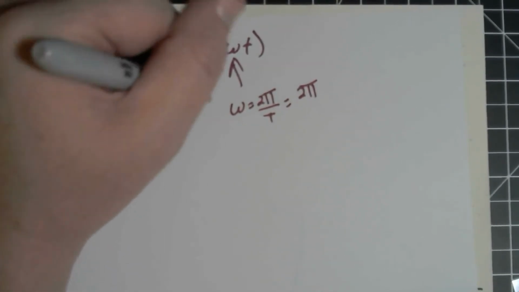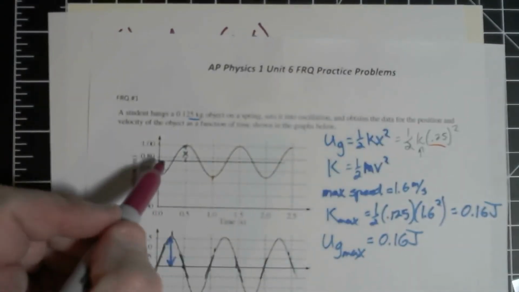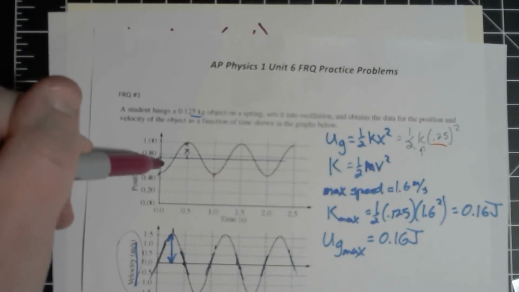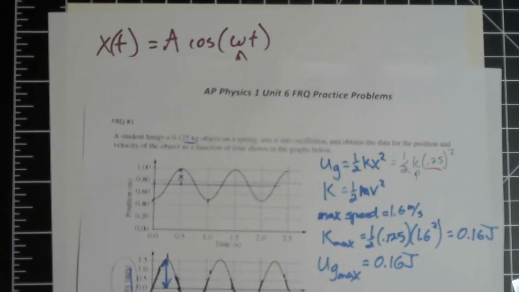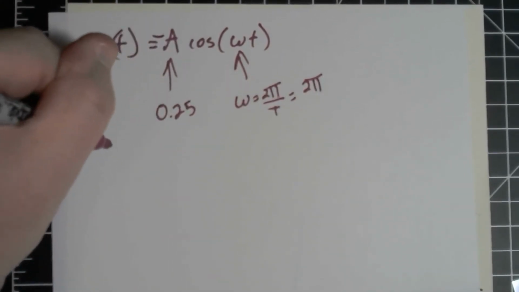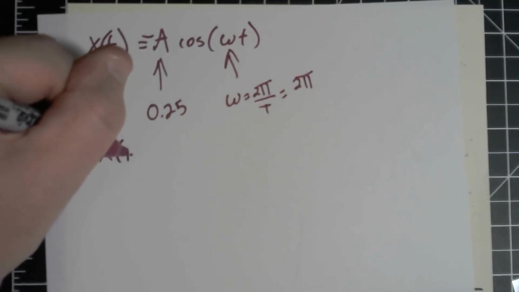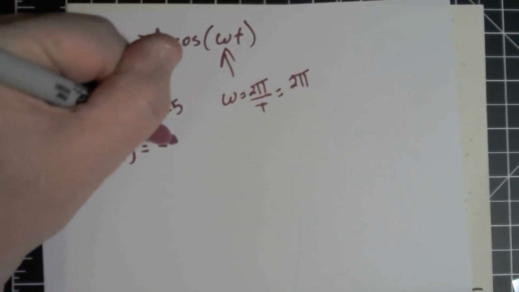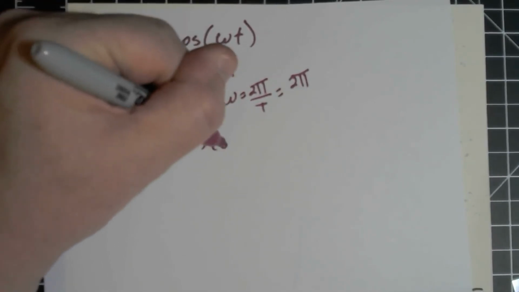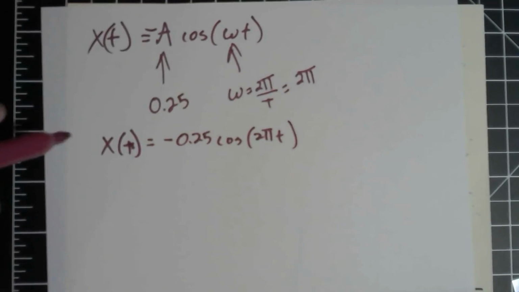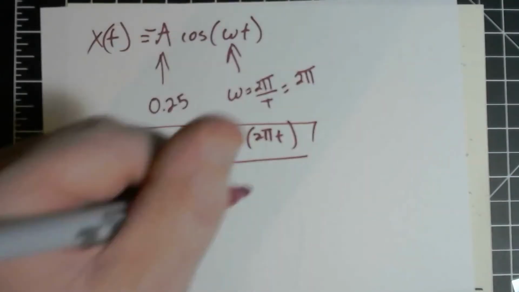But the problem is, my graph is not a right side up cosine function. Notice how this initial value is flipped upside down. So I actually have to make a negative sign in front of this. So my position function for this particular demonstration is negative 0.25 cosine of 2 pi t. Okay, so that's my position function.